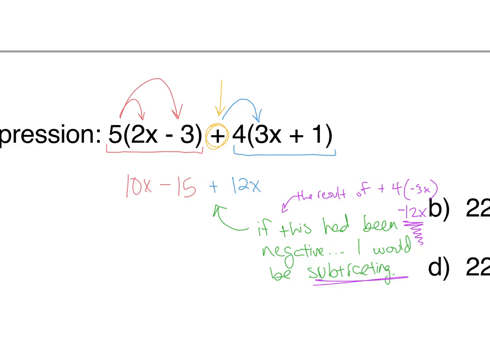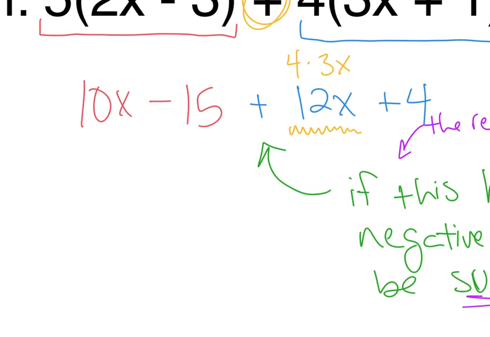Notice that I drew all the way through that positive, and I'm pointing to this positive because that was positive 4 times positive 3x, which gave me a positive result. If you're wondering why I'm taking such an emphasis here, I would say that's been the number one problem for people. Positive 4 times positive 1 is just positive 4. And now I want to combine like terms. So 10x plus 12x, that's 22x. Negative 15 plus 4, negative 11.